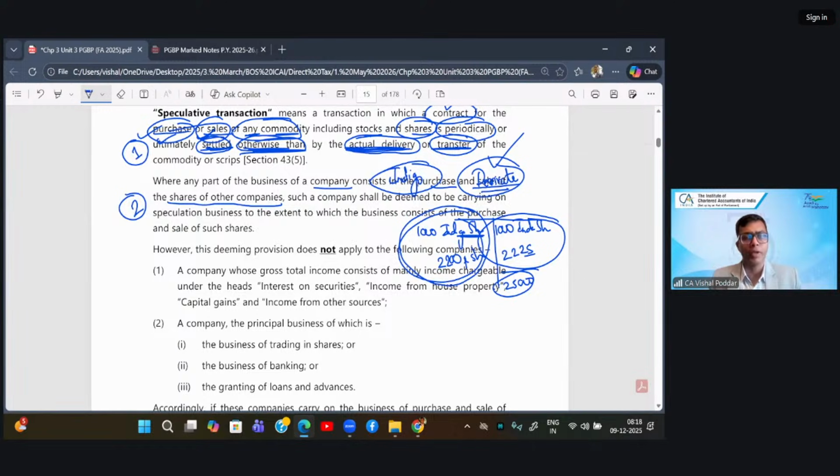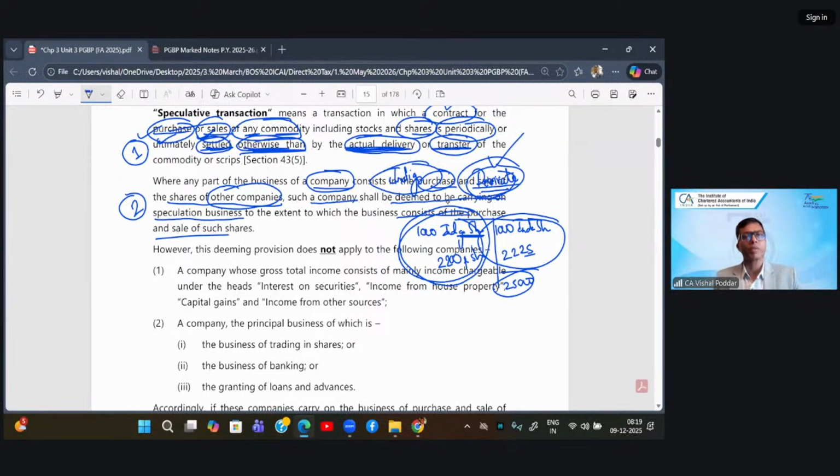Now we are in the second part, where a company which is not in the business of trading of shares, which is not a banking company or any such investment company, because for them there is a compulsion under various laws, under RBI norms, that they have to compulsorily keep themselves invested in certain securities. So where purchasing and selling securities is not part of their business, but still they have entered into some purchase or sale of shares, obviously of other companies, then this company, in my example MRF, will be deemed to be carrying on the speculation business to the extent of such purchase sale of shares.